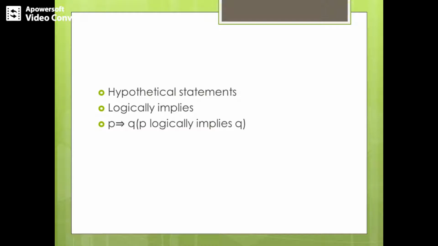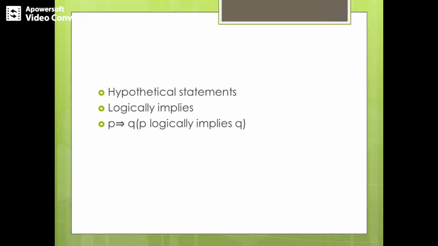Coming to the next concept: when do we say logically implies? Whenever we take a hypothetical statement P implies Q, and Q is true whenever P is true, then we say that P logically implies Q. We write it symbolically as P logically implies Q.